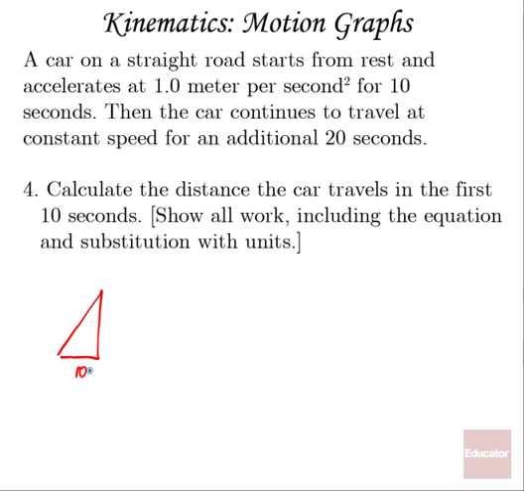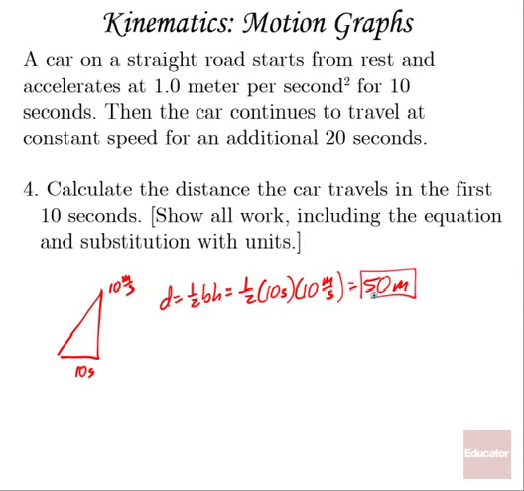So we had 10 seconds here. We had a maximum speed of 10 meters per second. So the area of our triangle, which will give us the distance traveled, area of a triangle is 1/2 base times height. So that'll be 1/2 times 10 seconds times 10 meters per second, or 50 meters. And you could have also done that with kinematic equations as well.